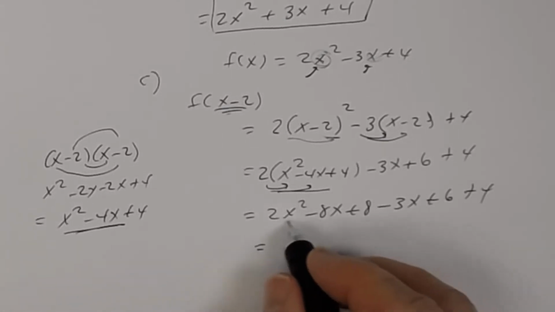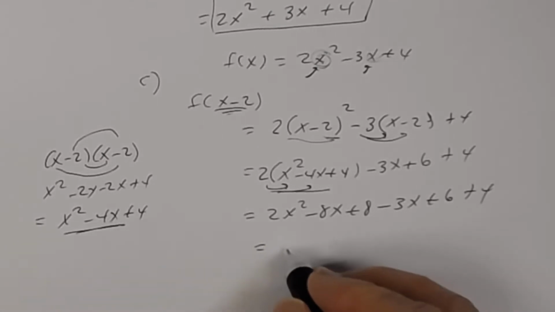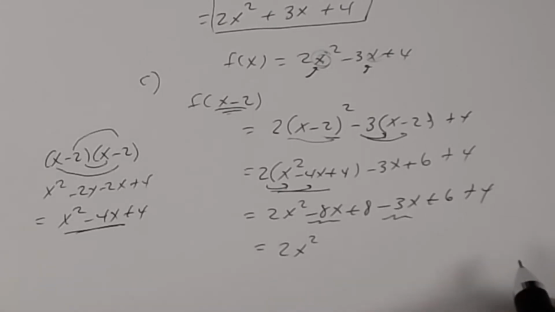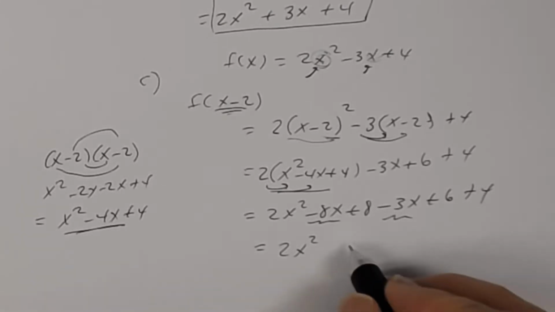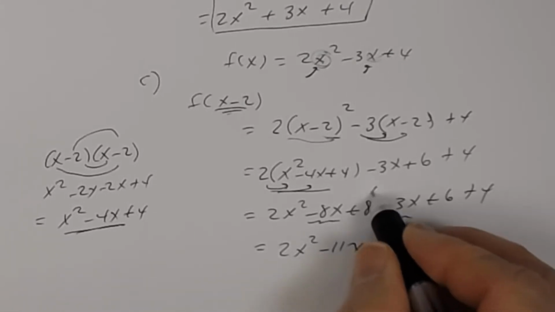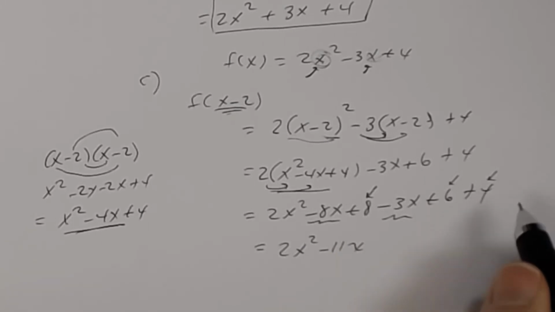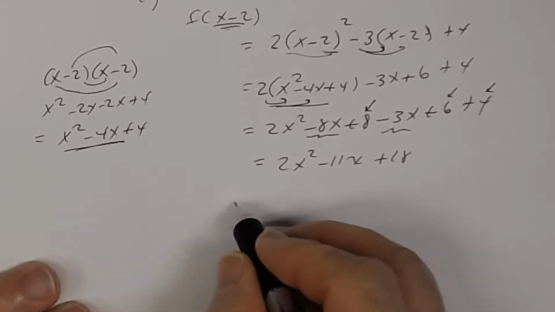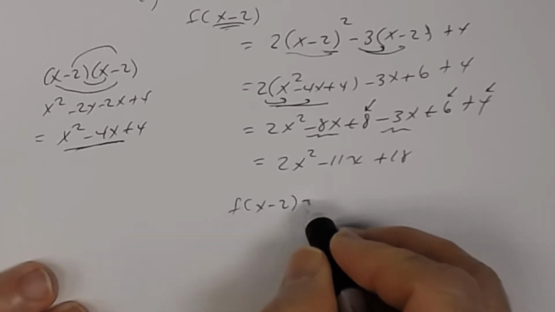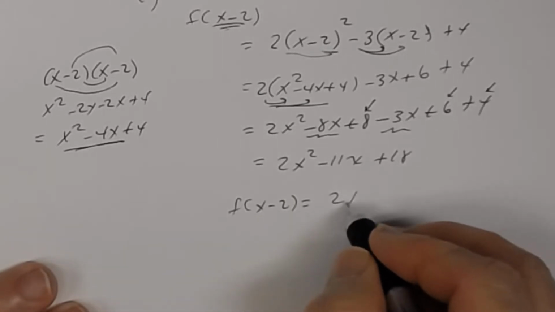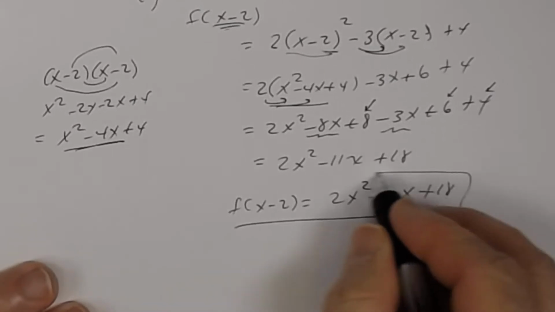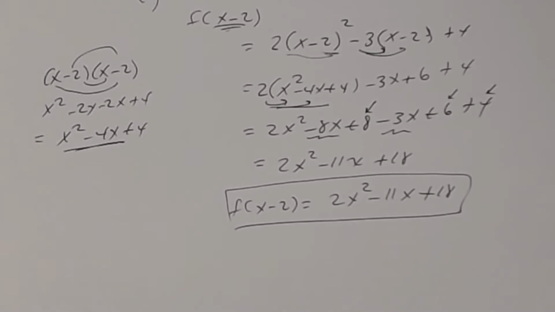2x squared, this is the only term with x squared, so I'm just going to rewrite it. A negative 8x and a negative 3x, those are like terms, so that's going to be a negative 11x. 8, 6, and 4, when I add those up, that's going to be 18. All right, so therefore the answer, f of x minus 2, will equal this trinomial, 2x squared minus 11x plus 18. Okay? All right, so that was number 1.